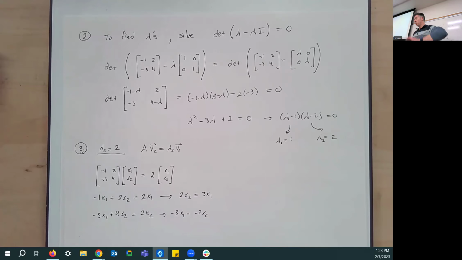The point being that you almost only ever have to look at the first equation. So you don't need to write both of these out. I would never write both of them out. I would only write both of them out if the first one didn't give me anything, which we'll see an example of a little bit later on.